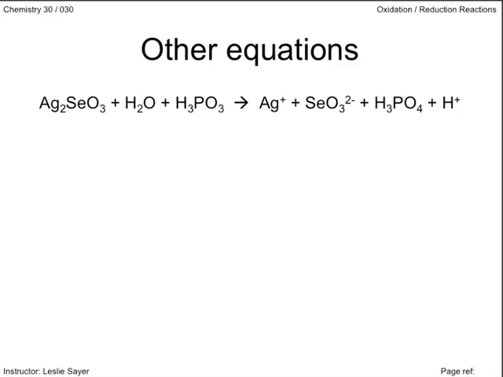In this equation, it looks like we have to deal with more than two different atoms in this redox reaction: the silver atom, the selenium atom, and the phosphorus atom. But on closer inspection, we see that the selenium trioxide ion is merely a spectator ion that appears on both sides of the equation, and should not be part of the net ionic equation anyway.